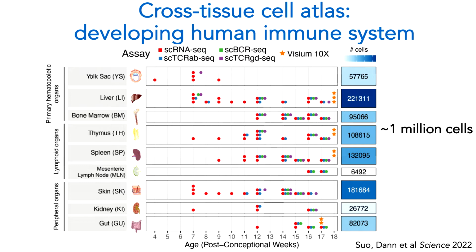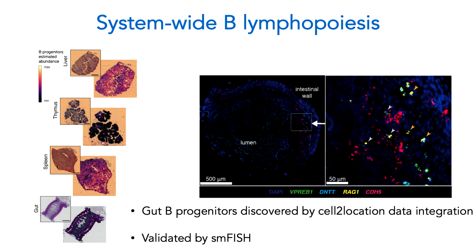You can see it's a huge data science exercise, and I really want to give a massive shout out to Chenxu Suo and Emma Dann, the two PhD students, one clinical, one non-clinical, who spearheaded this effort because it's just incredible complexity of data to put together. They worked through this with a lot of creativity to study the development of cell types across lymphoid tissues and as they migrate out to the periphery, and discovered one of the discoveries I want to highlight.